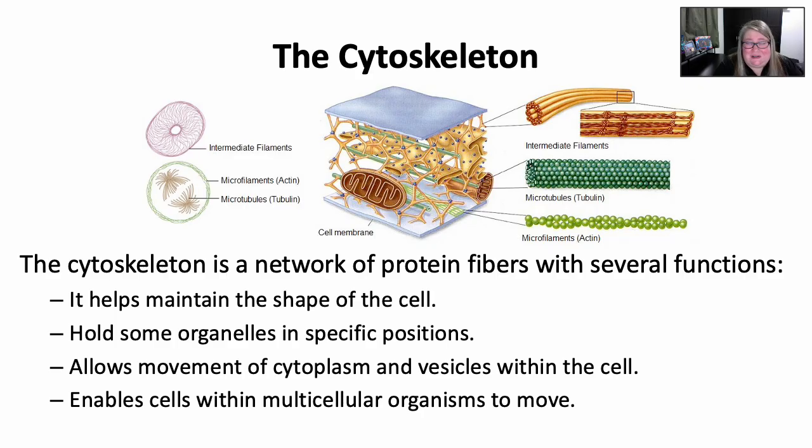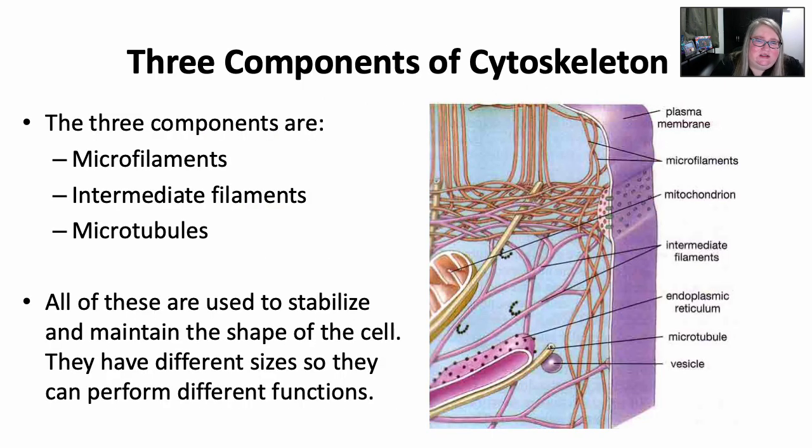In fact, the vesicles that come out of the endoplasmic reticulum and come out of the Golgi apparatus are actually going to use the cytoskeleton kind of like a road system. Okay, so it's going to allow things to move. And the cytoskeleton within tissues, so cells in multicellular organisms, would allow cells to move within the multicellular organism. Okay, so the cytoskeleton is made of three components, so three different types of protein fibers. They are the microfilaments, the intermediate filaments, and the microtubules.